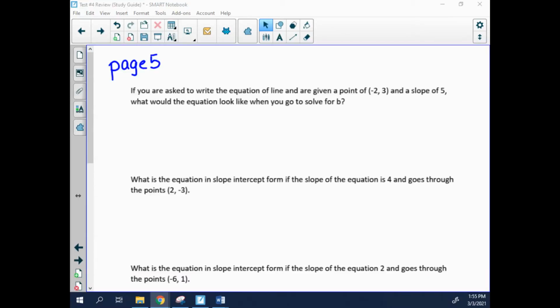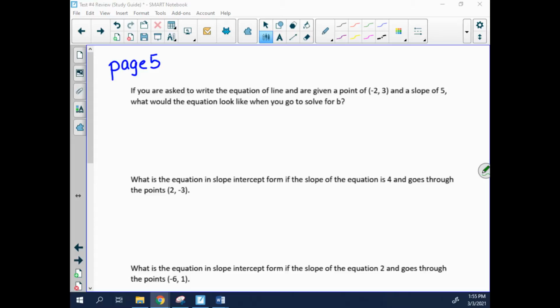Okay, so we're looking at test number 4 review. We're looking at page 5. So in this, we're being asked to write the equation of a line, and we're given a point of -2, 3, and a slope of 5. What would the equation look like when you go to solve for b?